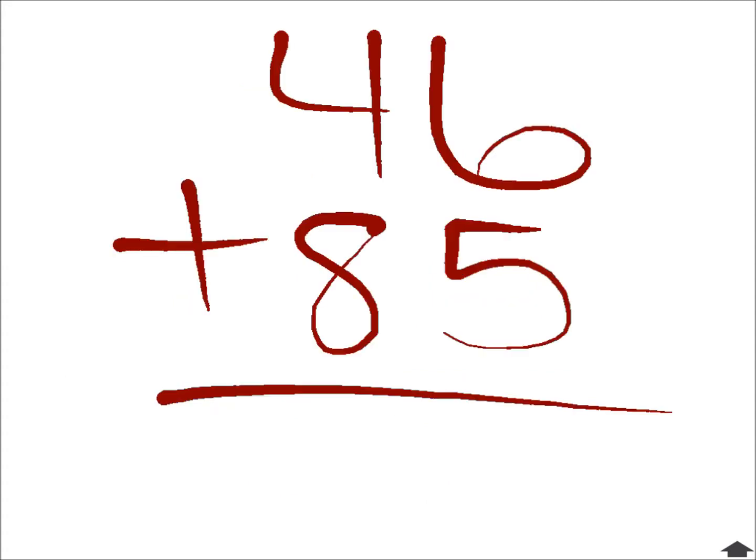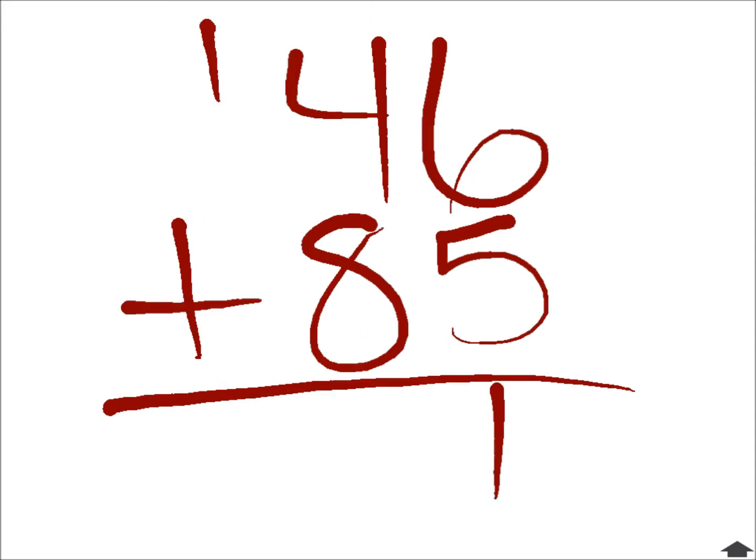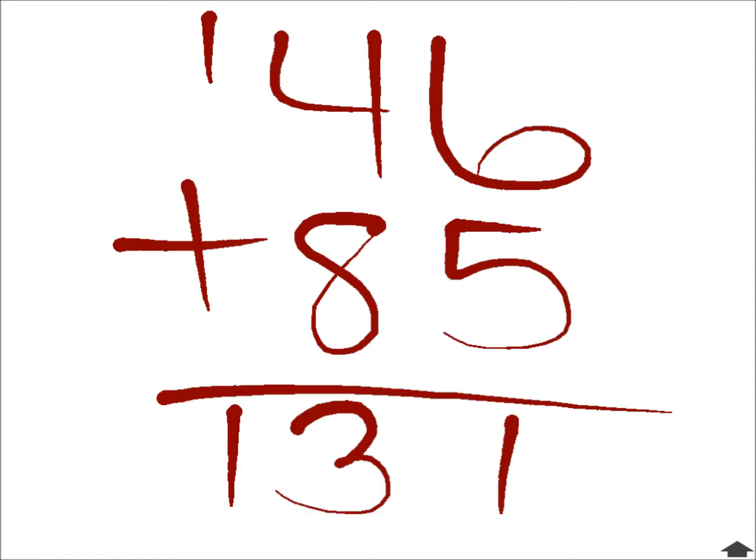The next problem is a 2-digit plus a 2-digit number, 46 plus 85. In order to do 46 plus 85, you would add the 6 plus the 5, which would equal 11, so you would write 1 underneath the 5, and then carry the other 1 over and write it next to the 4. You would add 8 plus 4, and then add the 1 for a total of 13, and the problem would equal 131.